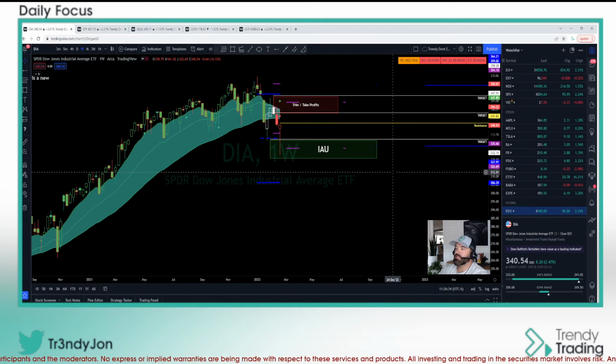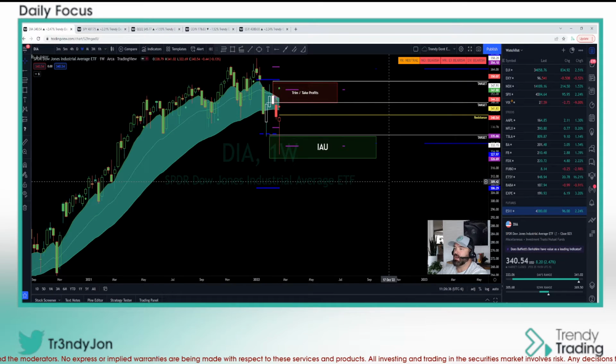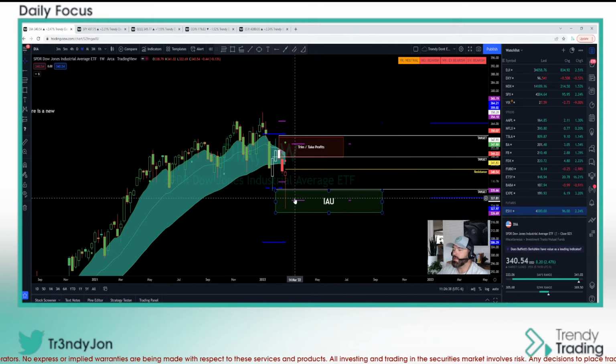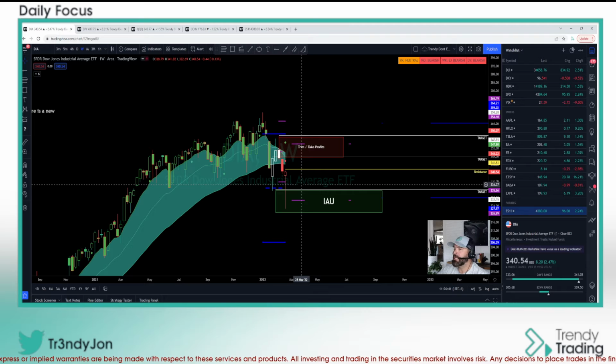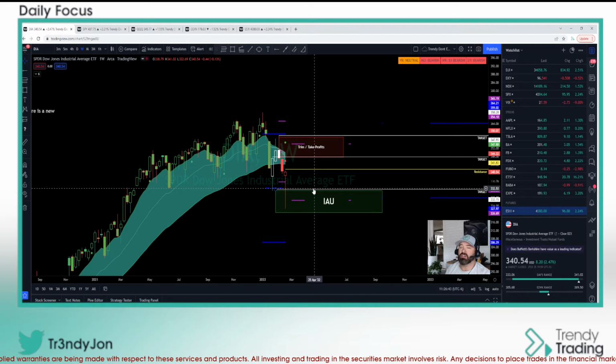All right, here's the DIA. Here's your inside and up. I gave you this chart last week. Look how beautiful these levels work, folks. I can't make this stuff up. I would encourage you to go back to last week, listen to me, and then compare it to this week. It's only going to take a few minutes of your time to really start catching on to what we're doing.